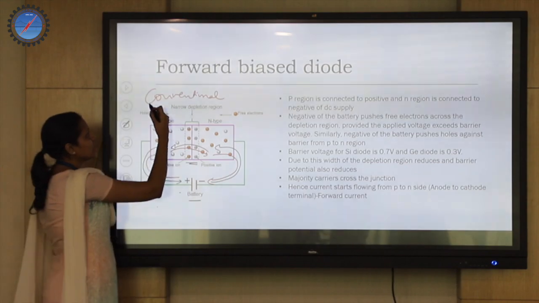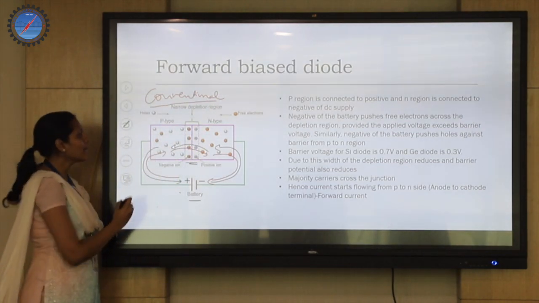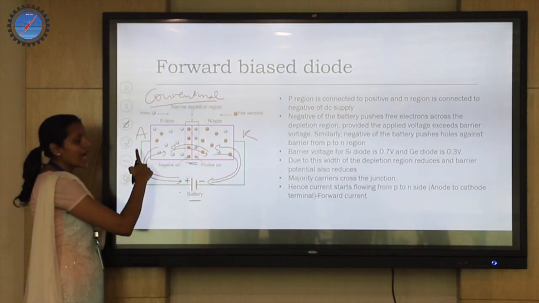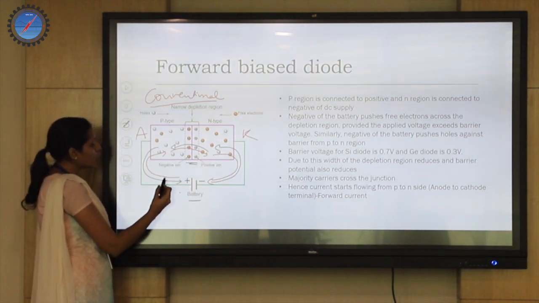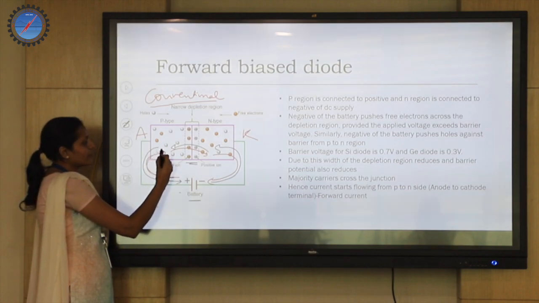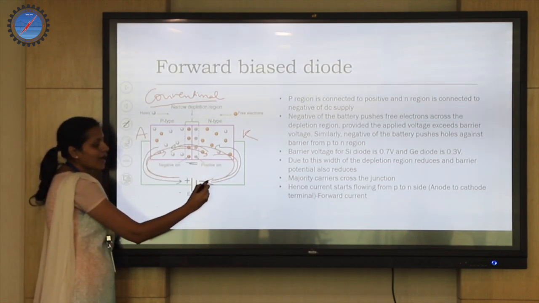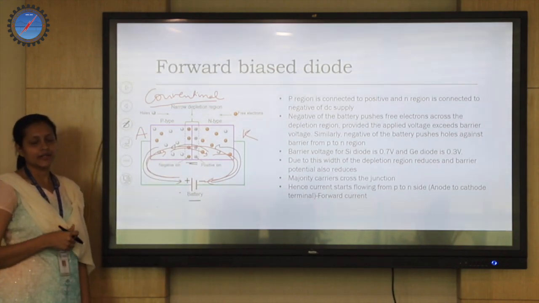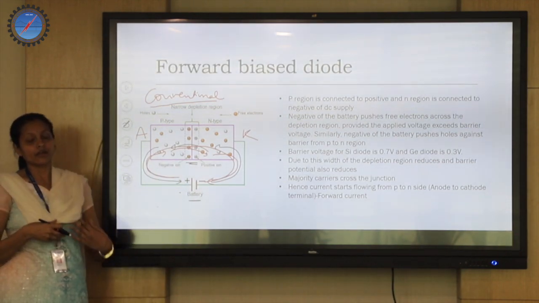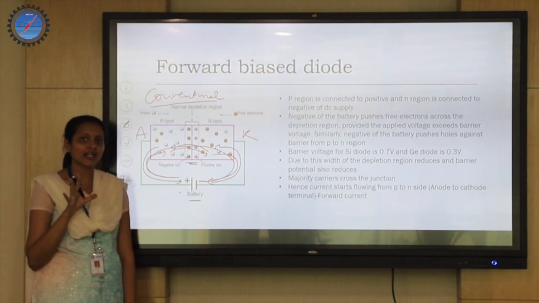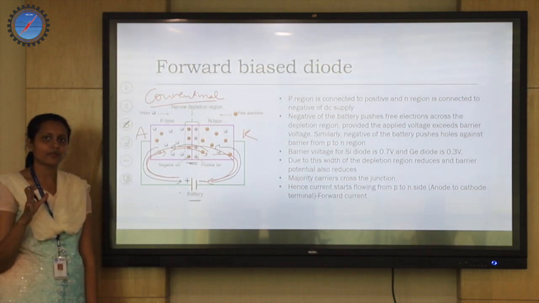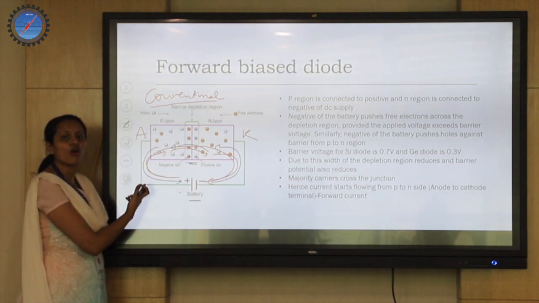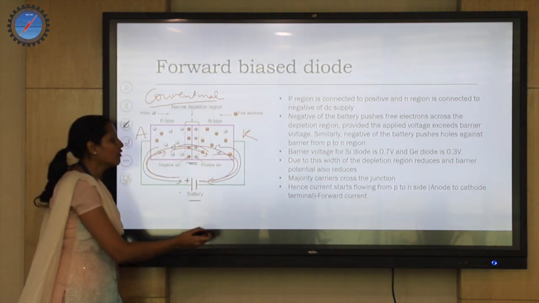So the conventional direction of current is from anode to cathode. This is anode, this is cathode. How are the holes flowing? From positive of the battery, from P side to N side and back to the battery. So this is the conventional direction of current. Since the current here is because of majority charge carriers which are more in number, the current will also be more, and the current which is flowing in a forward bias diode is called a forward current.